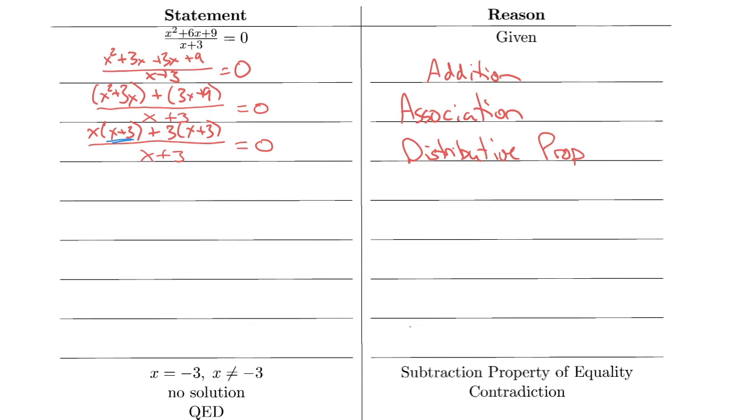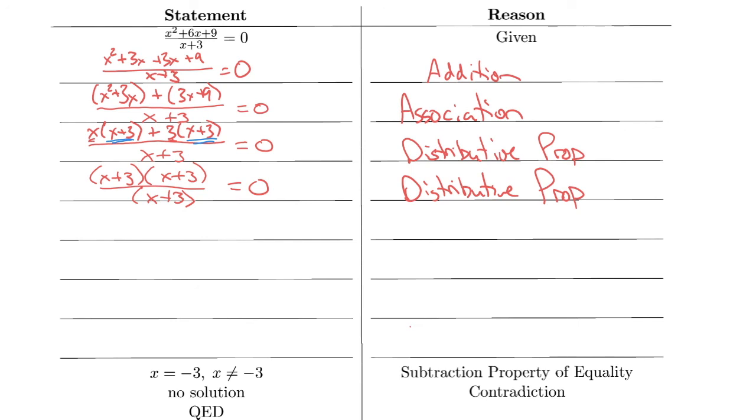Now, when I take a quick look at that, I notice that in the two terms in the numerator, I've got an x plus 3 here and an x plus 3 here. Well, I can apply the distributive property again to get x plus 3 multiplied by x plus 3, all over x plus 3, is equal to 0. And that is, once again, the distributive property. And I'll say it right here: this is not the only way to answer this problem or to even approach this proof. We could have done this a different way here, and that would have been fine.